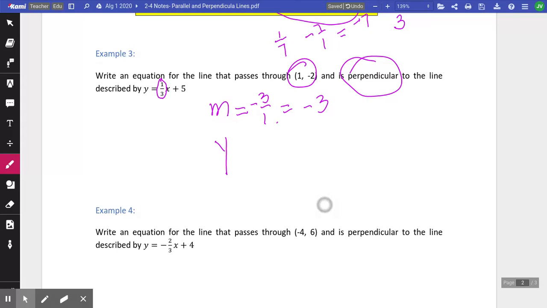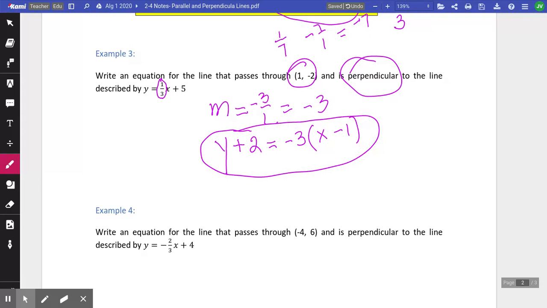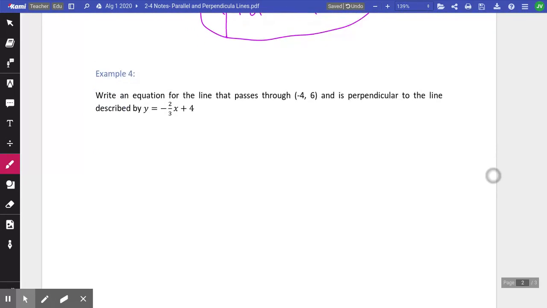Y minus -2, which is y plus 2, equals -3 times x minus 1. Again, you can leave it in this form, or you can turn the point slope form into slope intercept form. Please look at the directions, whatever the directions tell you to do, or if there are no directions, then leave it in the form you prefer.